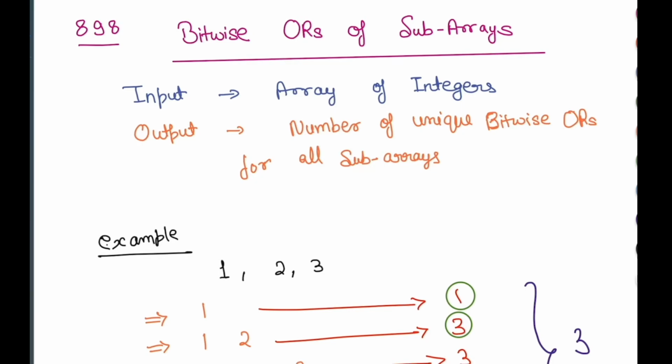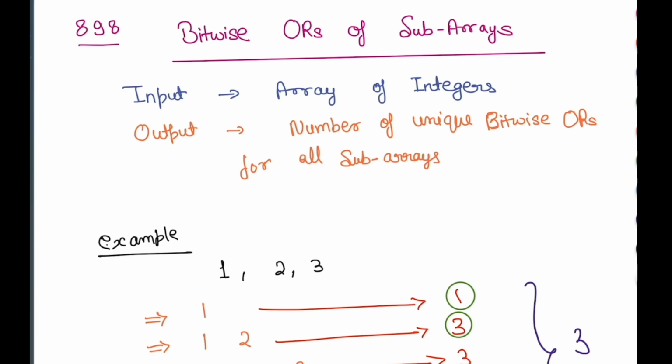In this video, we are going to solve the LeetCode problem of the day, and the problem is Bitwise ORs of Subarrays. Now, the given input in the problem is an array of integers, and we need to output the number of unique bitwise ORs we can have from all the subarrays we can create from the given array of integers. That is, whatever is the input array, we need to first find the different subarrays, and for all the subarrays, we need to find the bitwise ORs.